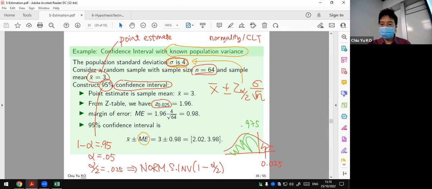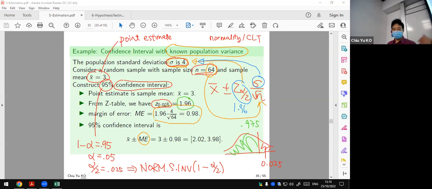But now I hope it's clear how we get this number, 1.96. And for the rest, we just plug in the numbers. This 1.96 comes from the assumption of 4, and this n comes from 64 here. So that's why you plug in the numbers there. That means that whatever the mean you have, you go left and right by 0.98.